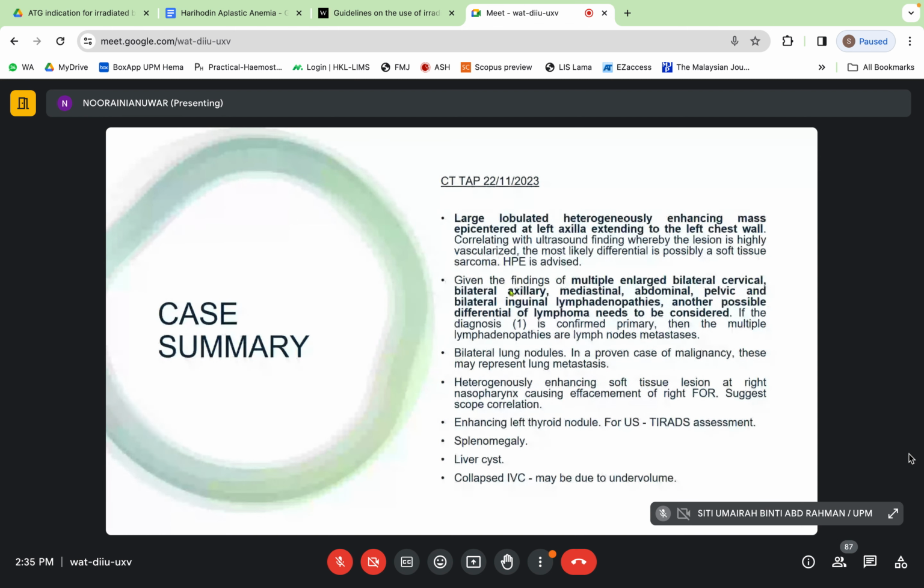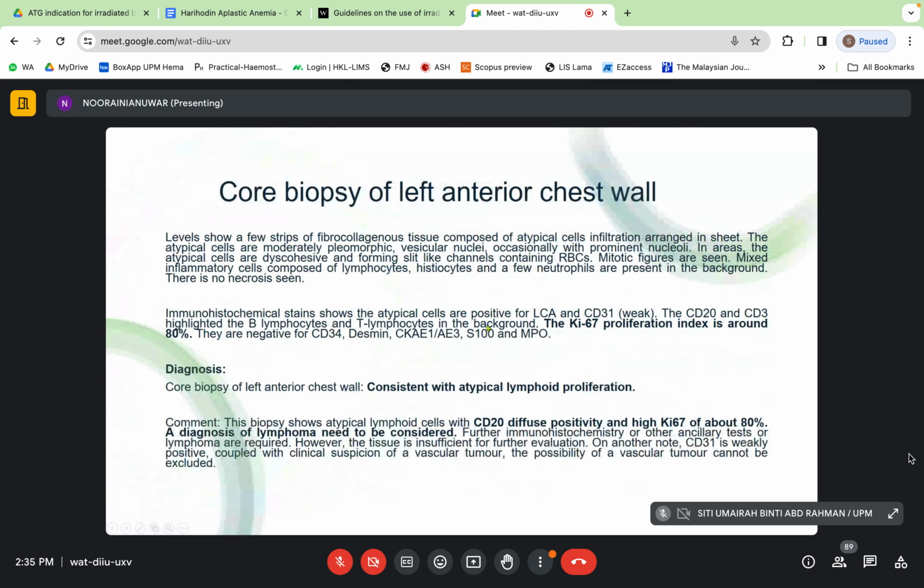Another differential of lymphoma needs to be considered, as well as splenomegaly. So they did a core biopsy of the left anterior chest wall. It turned out to be atypical lymphoid proliferation with diffuse CD20 positivity and a high proliferative index, Ki67 about 80%. So the diagnosis of lymphoma needs to be considered.